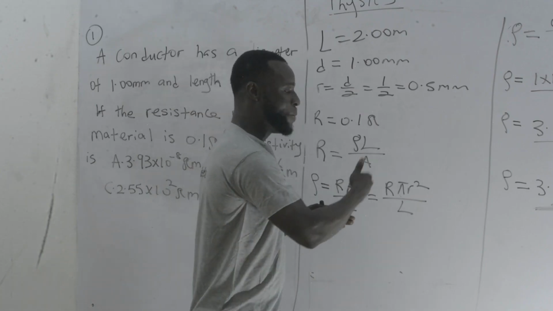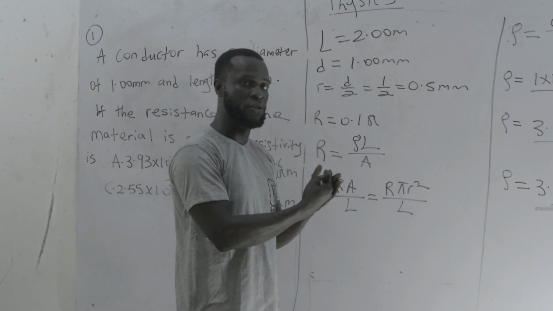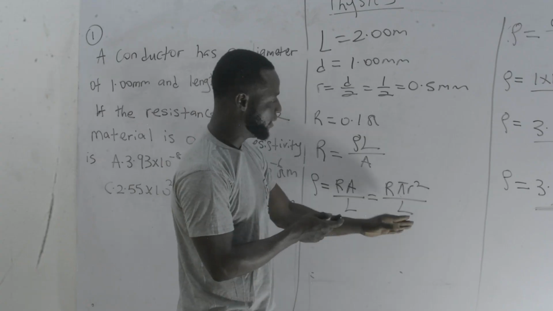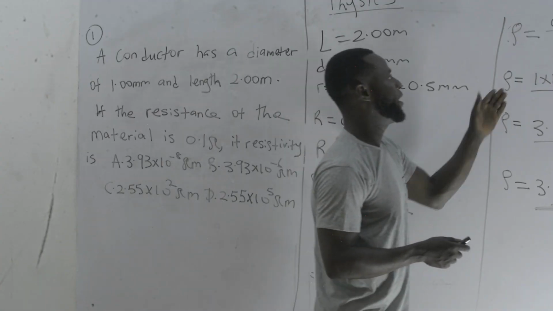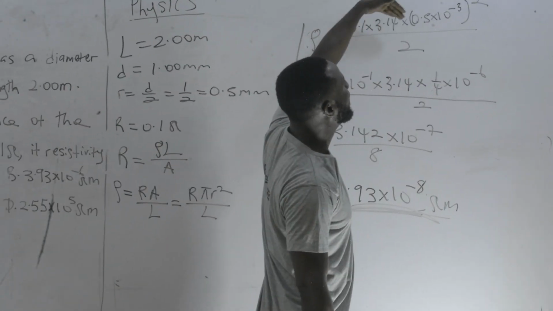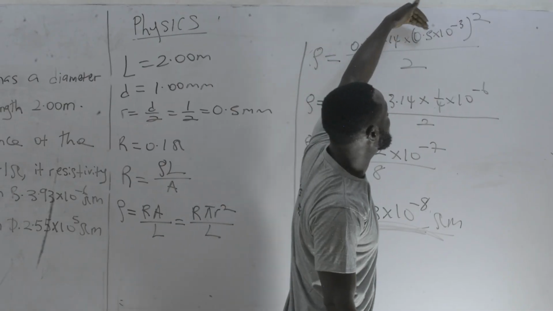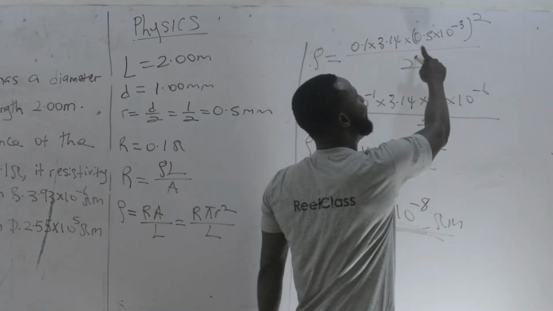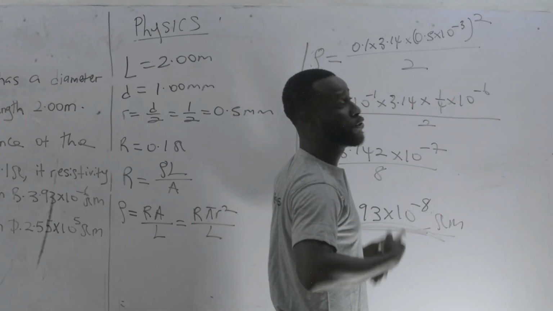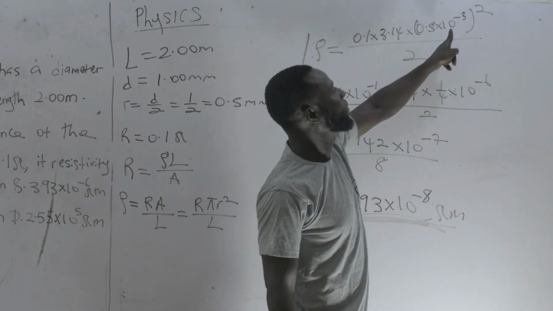But area is pi r squared, because they did not give us the area directly, they gave us diameter. From diameter we find radius, then from there we can find area, because area is pi r squared, and that's what we did here. Now, from here we plug in our values. Resistance is 0.1 ohms, pi is 3.14, or we can say 3.142, but approximately the same, times 0.5 times 10 power minus 2 all squared. Everything here is our radius. I'm doing times 10 power minus 3 because I'm converting to meters. It was a millimeter. To convert to meter, I will either divide by 1,000 or multiply by 10 power minus 3.